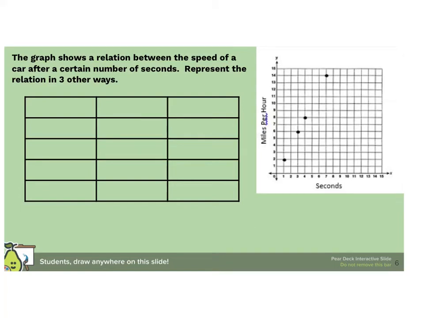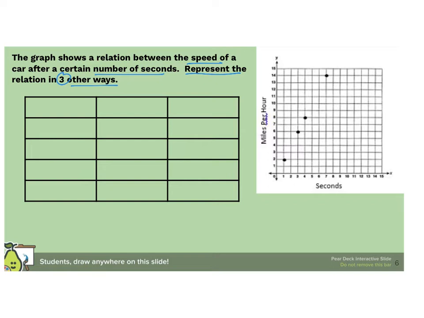Okay, so let's go through example 1 and work through this. So again, we're going to annotate. The graph shows a relation, right? A relation is just ordered pairs, and it's between the speed and a certain number of seconds. Represent the relation in 3 other ways.